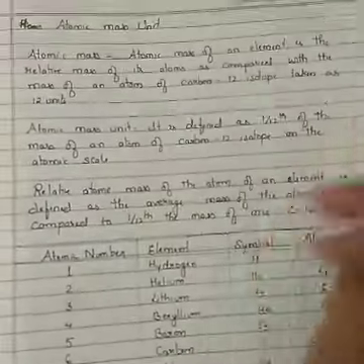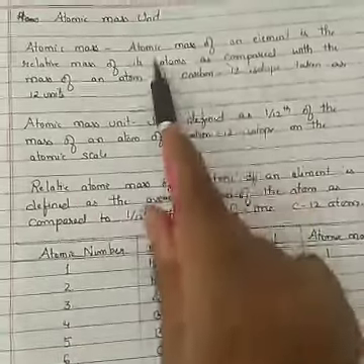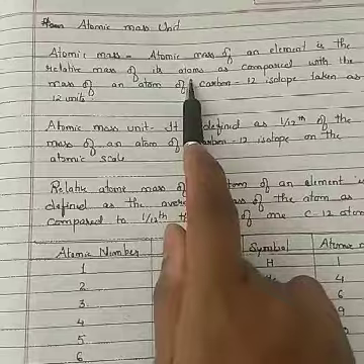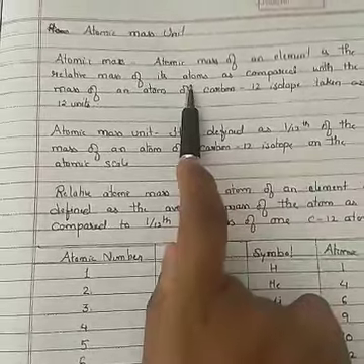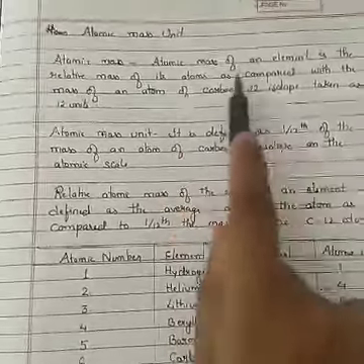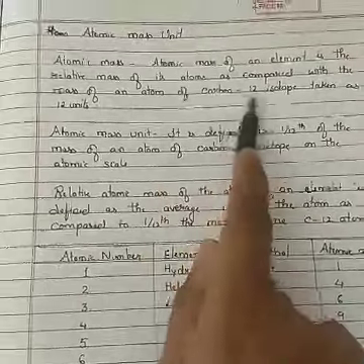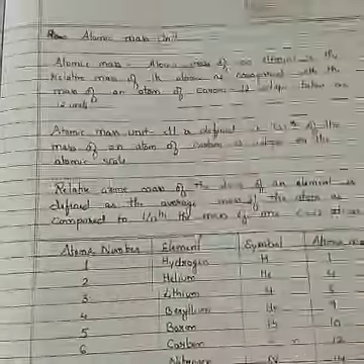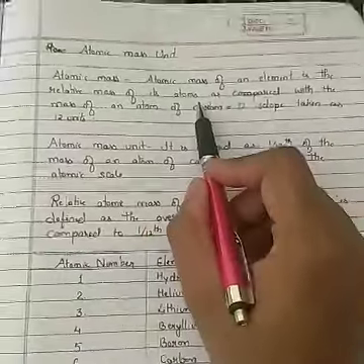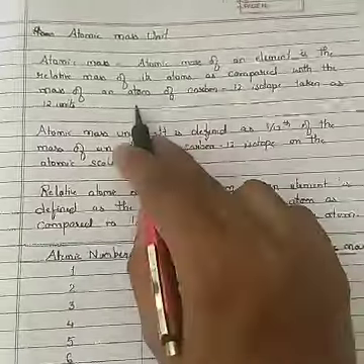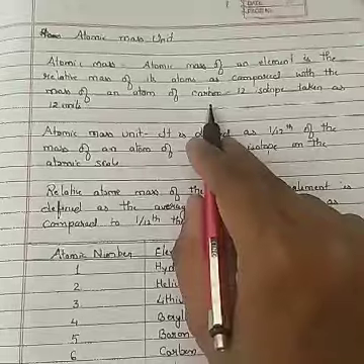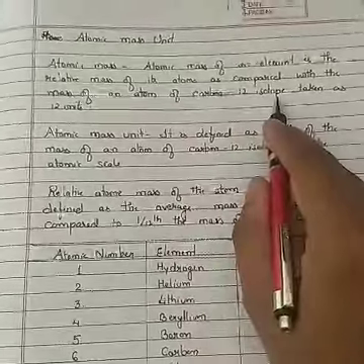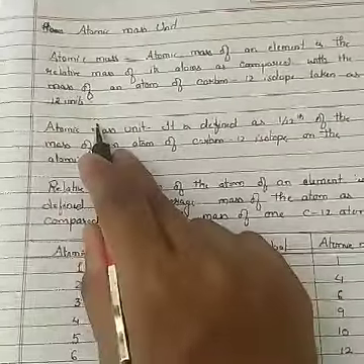See, the atomic mass of an element is the relative mass of its atom. Means it is the mass of an atom. This atom is compared with the mass of the C12 atom. If you take any atom, its mass is compared with the mass of the atom of carbon 12 isotope taken as 12 units.